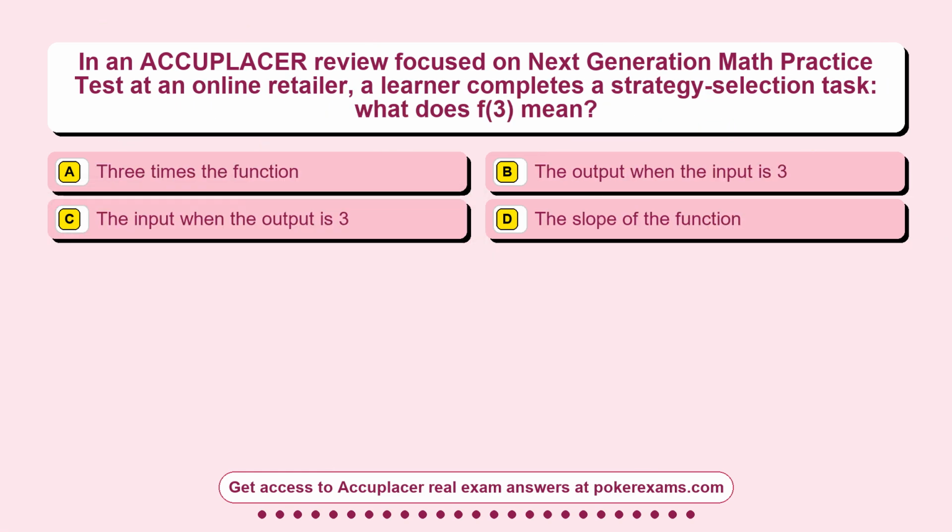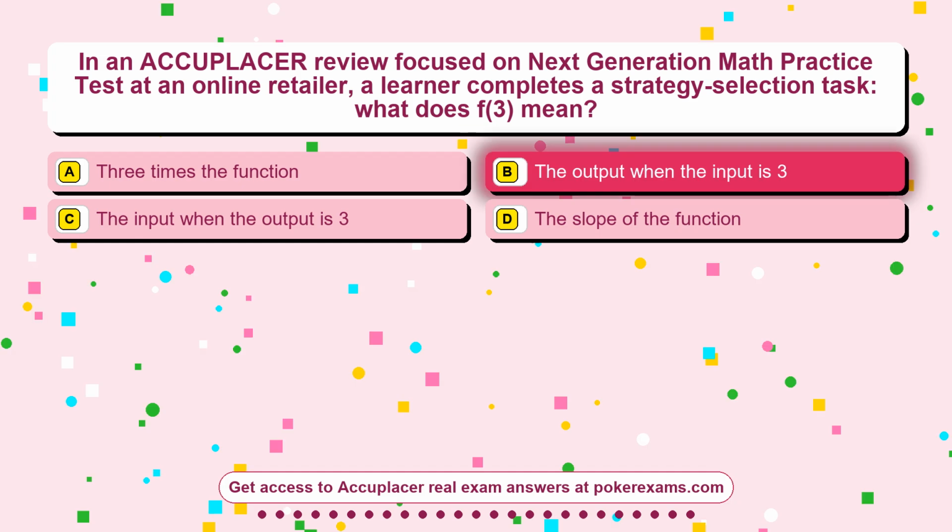Question 8. In an Accuplacer review focused on next generation math practice test at an online retailer, a learner completes a strategy-selection task. What does f(3) mean? Option A, 3 times the function. Option B, the output when the input is 3. Option C, the input when the output is 3. Option D, the slope of the function. The correct answer is option B, the output when the input is 3.